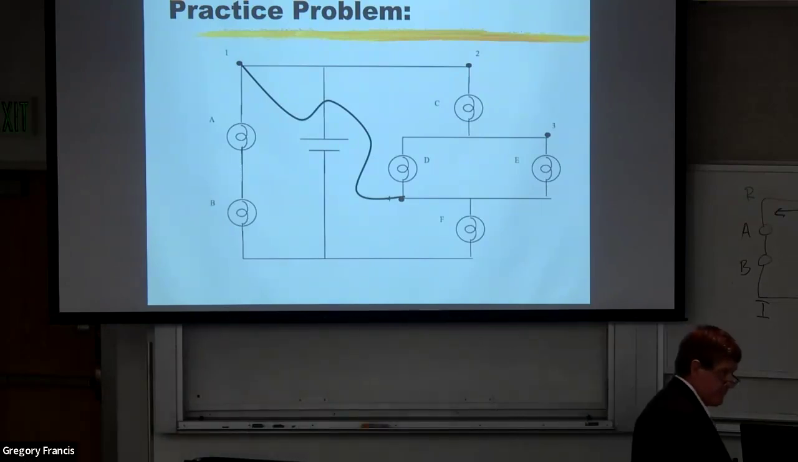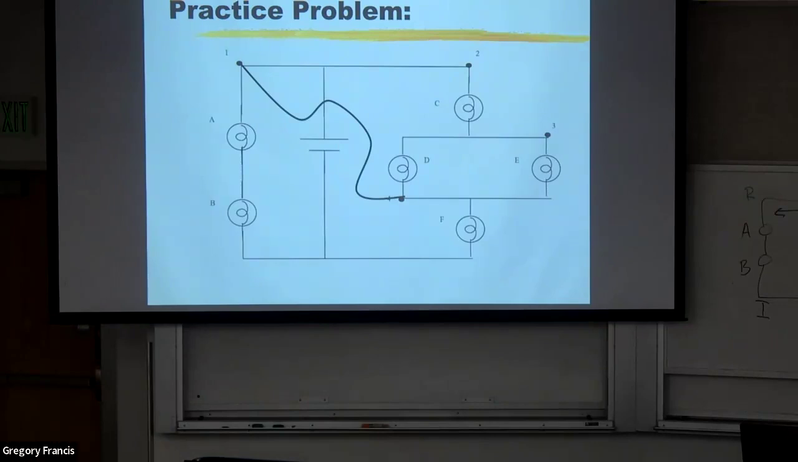What happens if you put the end of the wire between A and B? Oh, yes. If you put the wire between A and B, now it becomes a much more complicated circuit and nothing is shorted out. But the brightnesses will change. You want to see how?